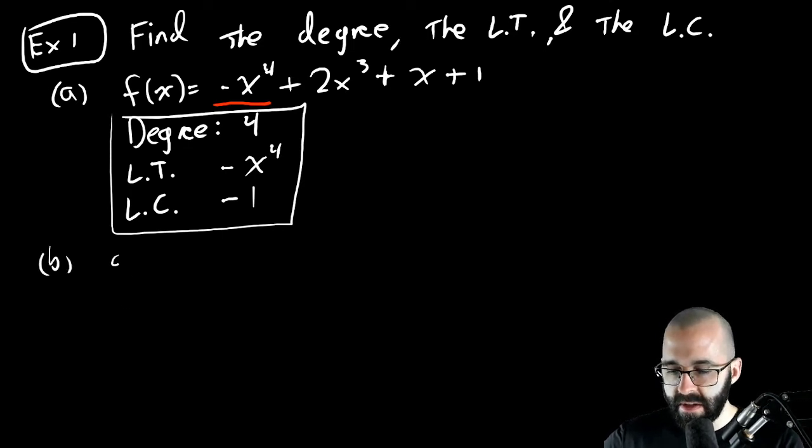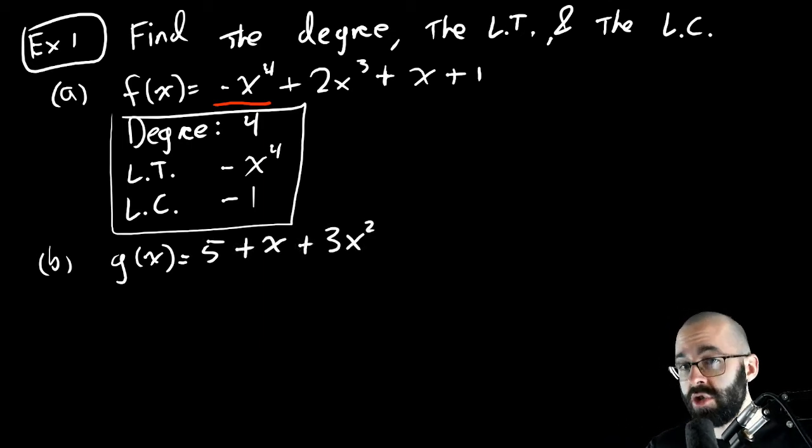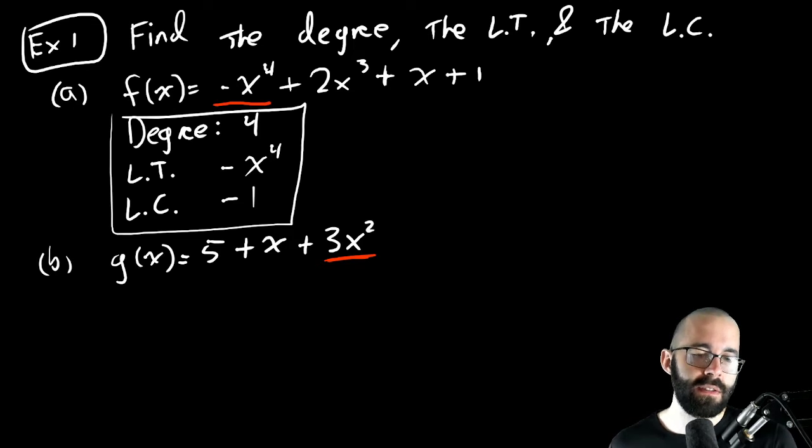Let's do another one. G of x equals 5 plus x plus 3x squared. This is not in general form, or standard form. Normally, the highest power of x is written first. But here, notice that 3x squared is kind of hiding in the back. So leading term doesn't mean the first term. It means the term with the biggest exponent for x.